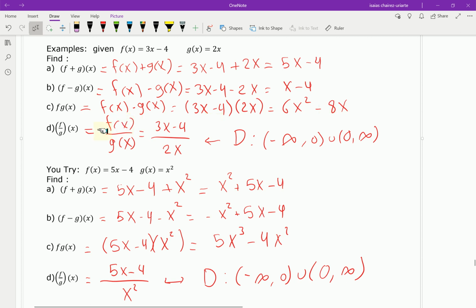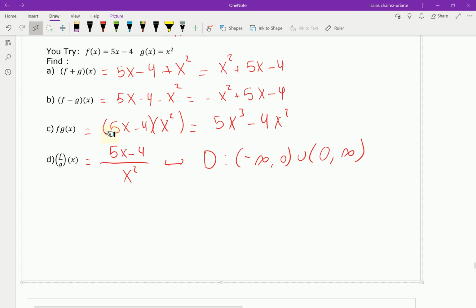The quotient, f over g of x, f divided by g of x, well, it's just f of x divided by g of x. And in our particular scenario, that just means 3x minus 4 divided by 2x. Just be careful here, the domain of this new function is everything except for 0. All real numbers except for 0. Why? Because we do not want to divide by 0 down here. And 0 is the only value that makes the denominator 0. All right, so next example, something similar.